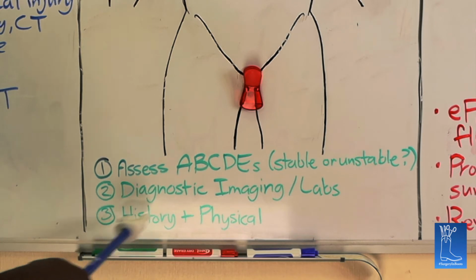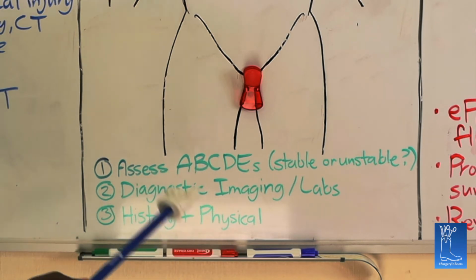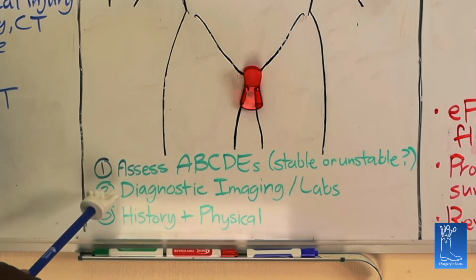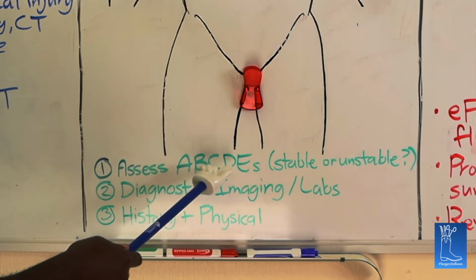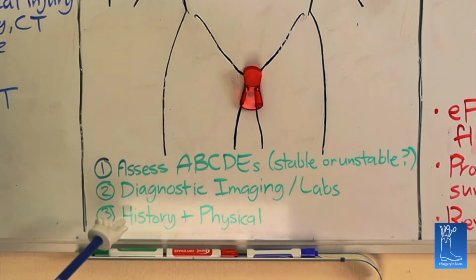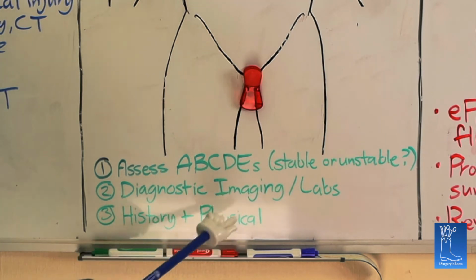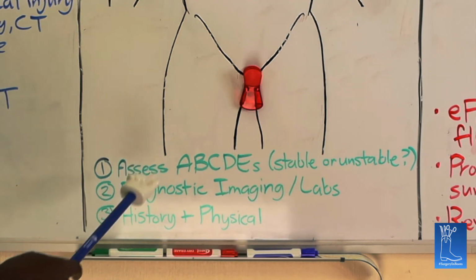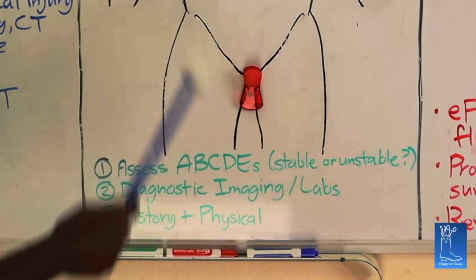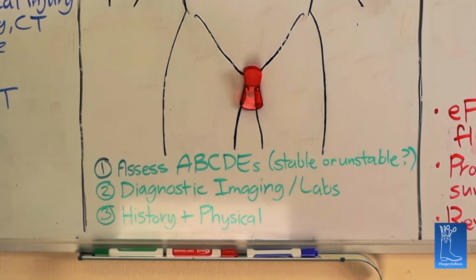But you don't really worry about your history and physical as much until you have airway, breathing, circulation, D and E taken care of. Again, stable versus unstable. Stable, you have time to go through other stuff. If unstable, usually that means direct trip to the operating room.